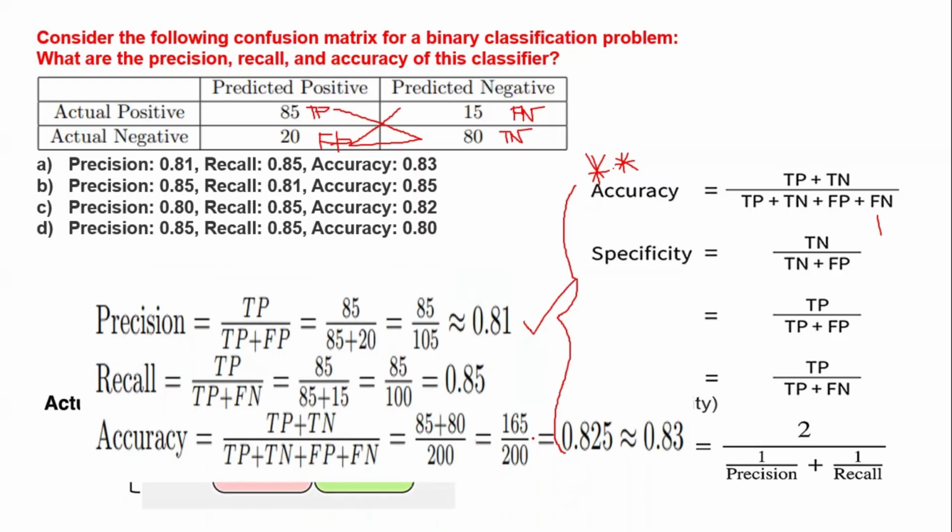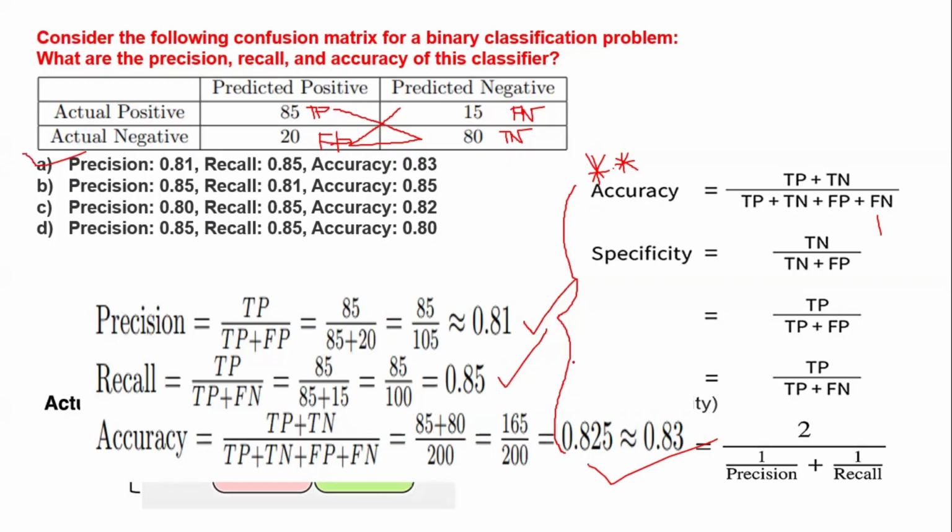Now for the next one, that is recall. What is the formula? TP by TP plus FN. That means 85 by 85 plus 15. So we will get 0.85. Now for the third one, the accuracy, the formula is a little bigger, that is TP plus TN by all the four. That means TP plus TN plus FP plus FN. So if we calculate, we will get 0.83. These will be our answers for this question.